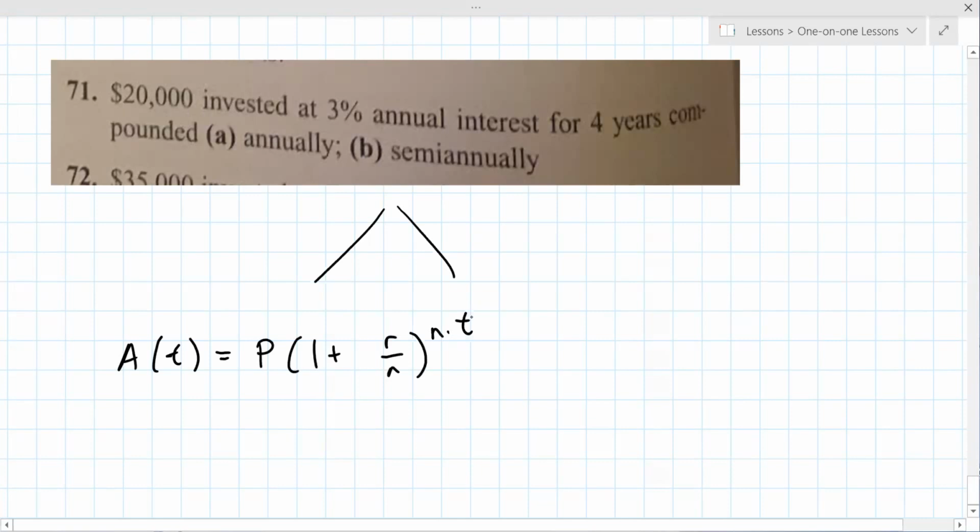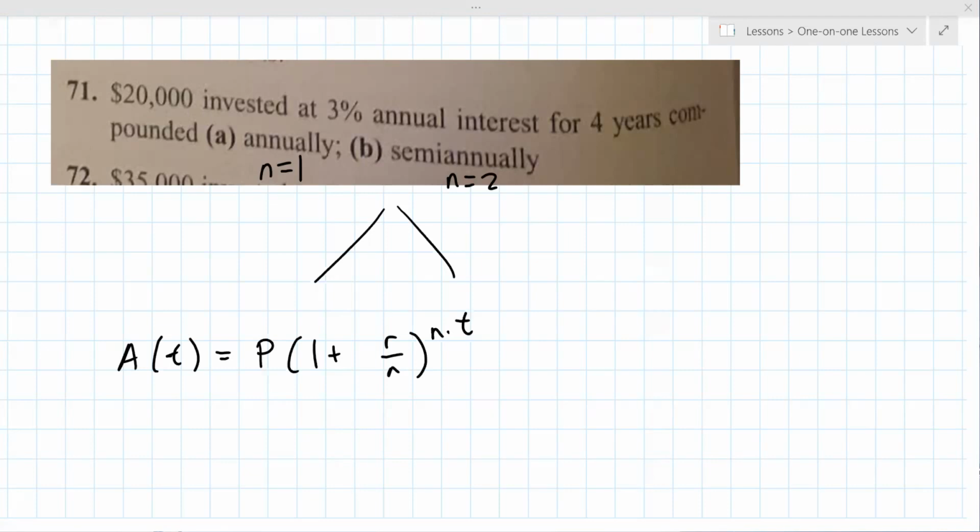All right. R over N times T. What we're given is 2,000 times 1 plus the rate, 0.03, divided by N. For annually, N equals 1, and semi-annually, N equals 2. N is the number of compounding periods per year. So for semi-annual, it's 0.03 over 2 times, that's 2 times 4.